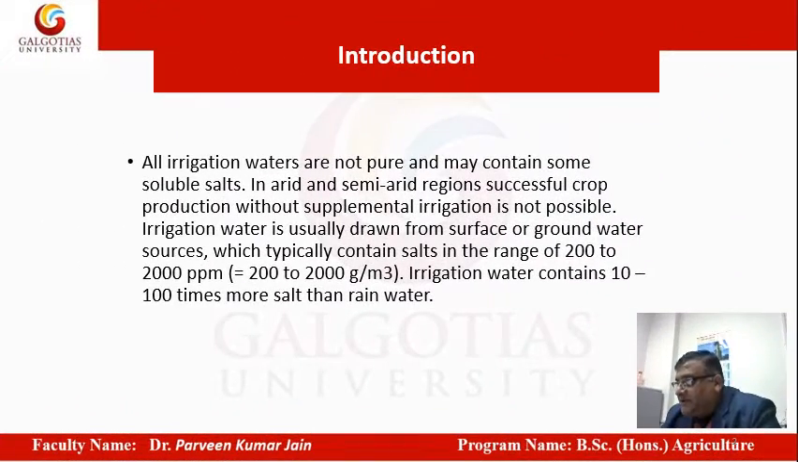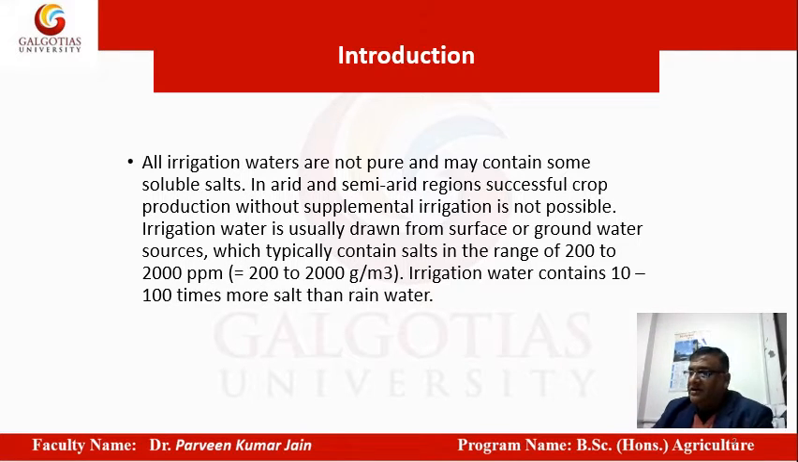Waters are not pure and may contain some soluble salts. In arid and semi-arid regions, successful crop production without supplemental irrigation is not possible. So irrigation water is usually drawn from surface or groundwater sources, which typically contain salts in the range of 200 to 2000 ppm, and irrigation water contains 10 to 100 times more salts than rainwater. So this is the major issue, particularly when we are irrigating crops in the arid and semi-arid regions.